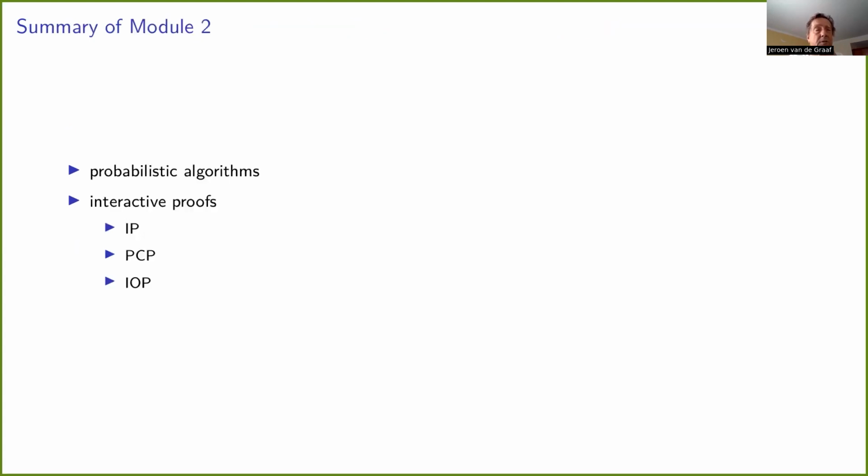Just to summarize, in this module we saw a brief outline of the power of randomness. I gave you a rough outline of why probabilistic algorithms are important in general, and I gave you a short introduction to what interactive proofs are, probabilistically checkable proofs, and interactive oracle proofs. So this is where we end for now.